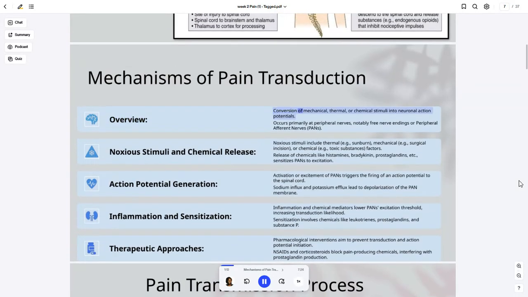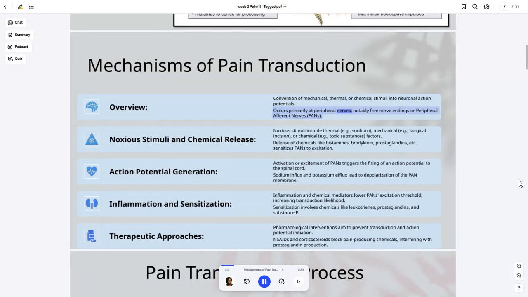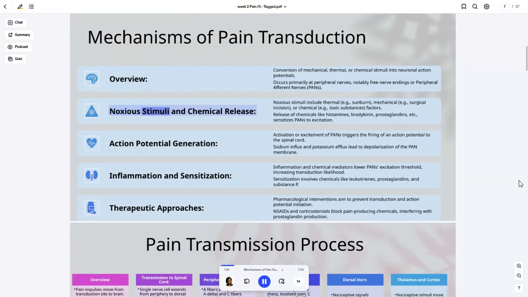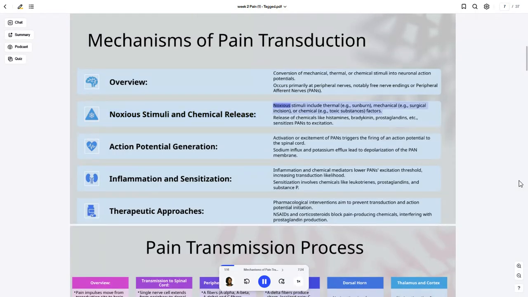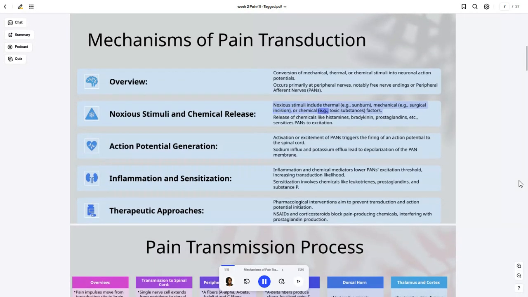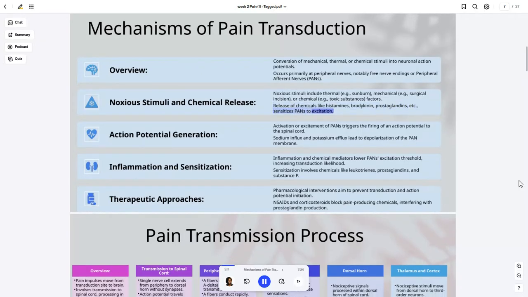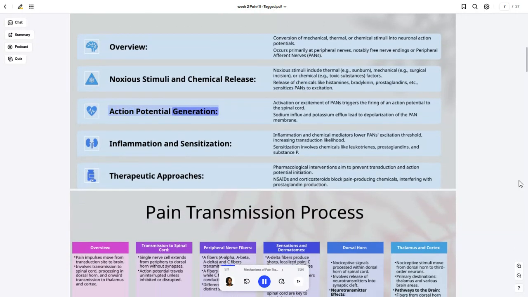Overview: conversion of mechanical, thermal, or chemical stimuli into neuronal action potentials. It occurs primarily at peripheral nerves, notably free nerve endings or peripheral afferent nerves, PANs. Noxious stimuli and chemical release: noxious stimuli include thermal, for example sunburn, mechanical, for example surgical incision, or chemical, for example toxic substances. Release of chemicals like histamines, bradykinin, and prostaglandins sensitizes PANs to excitation.